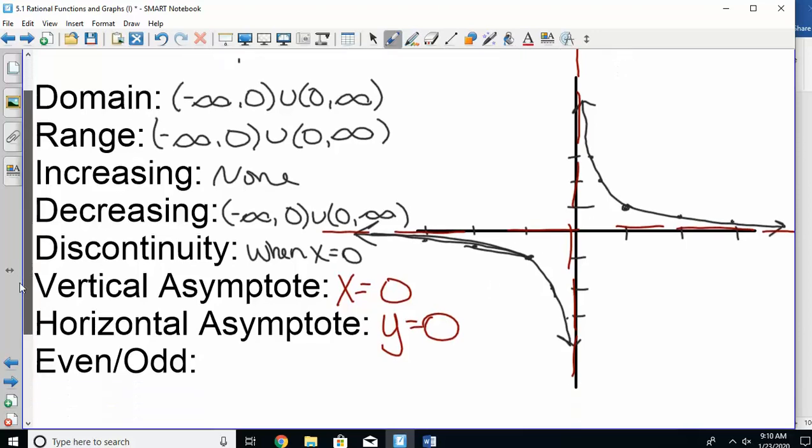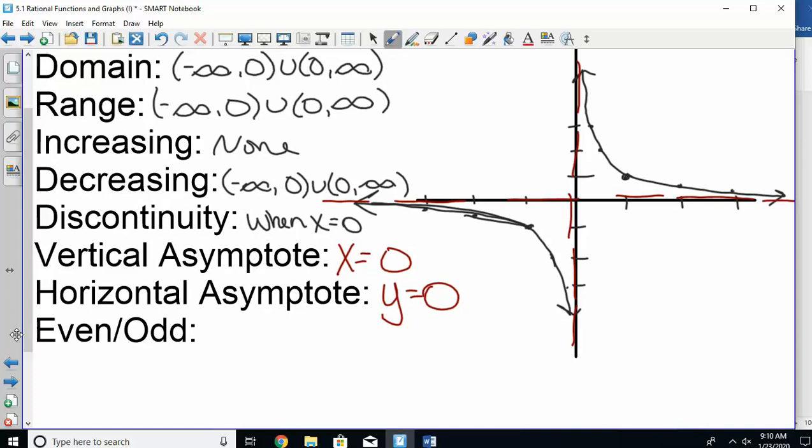Okay. Something else we haven't talked about in a while. Even and odd. Remember, even means symmetric to the y-axis. If I flip this graph over the y-axis, does it overlap itself? No. So it's not even.